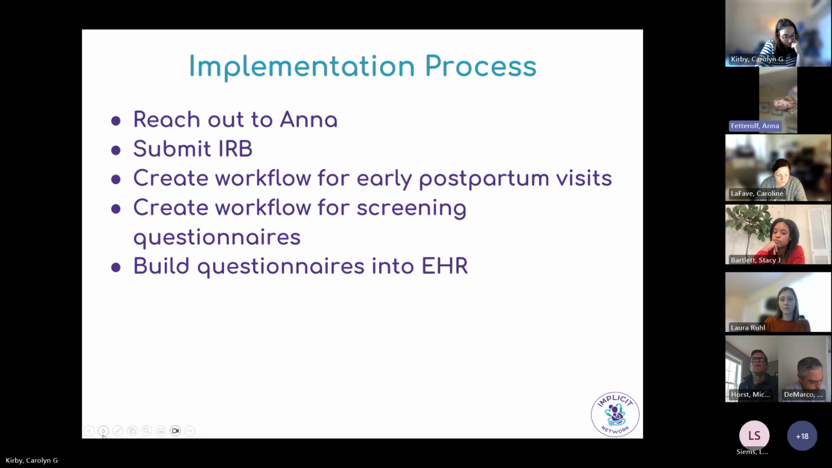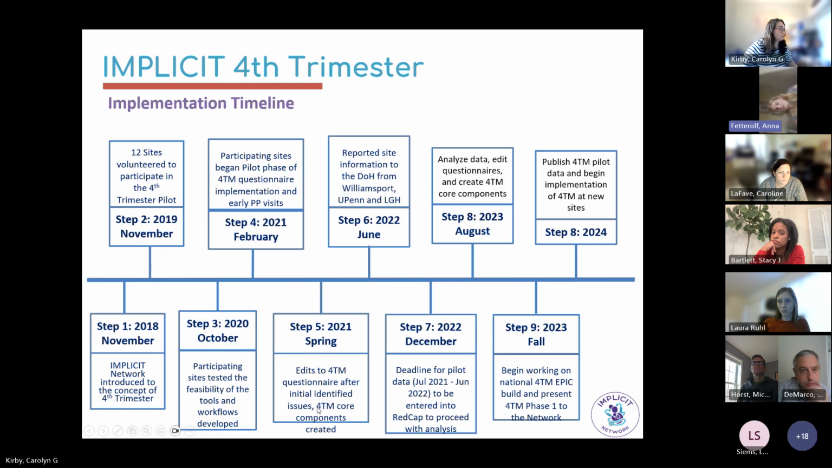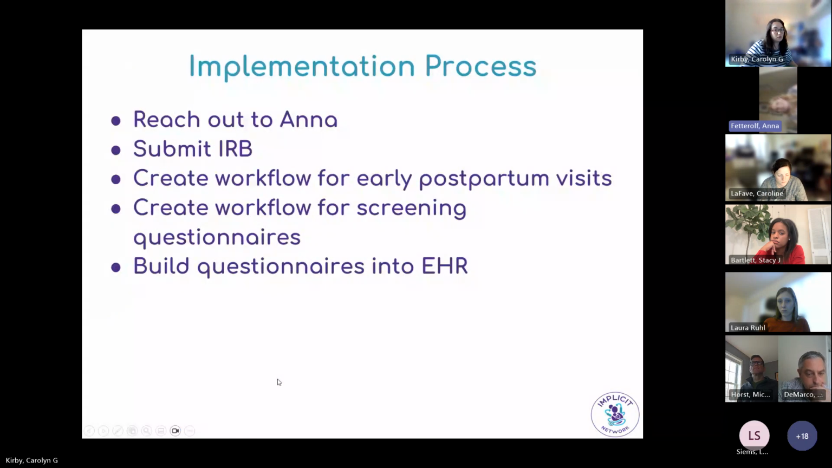Our goal with these screening questionnaires is to ideally have them built in as smoothly as possible to what's already happening at those visits. And these questionnaires aren't necessarily ones that the patient fills out directly, or not all the questions need to be asked directly to the patient. So those are all things we can work with you on, making sure that we're streamlining the process and trying not to interrupt how your standard of care is currently working. So the last thing would be building the questionnaires into the EHR. Next slide.